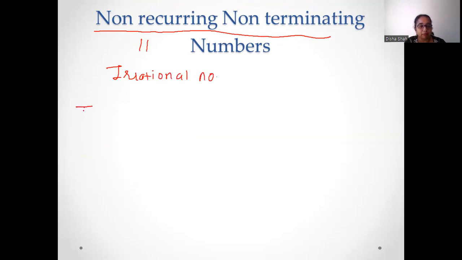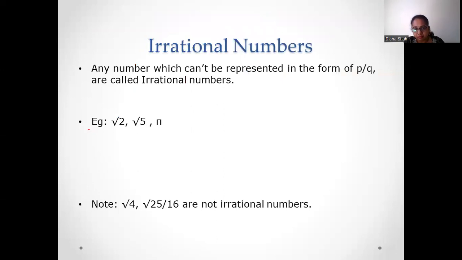For example, pi. What is the value of pi? The value of pi is 3.14 plus बहुत सारे पीछे numbers है. For simplification, we are using the value of pi as 3.14, but this is not the actual value. Actual value तो बहुत लंबा है और कोई भी उसमें आपको एक pattern नहीं दिखेगा. Hence, I can say that pi is an irrational number. So if somebody asks you whether pi is a rational number or irrational number, then you can say pi is an irrational number.